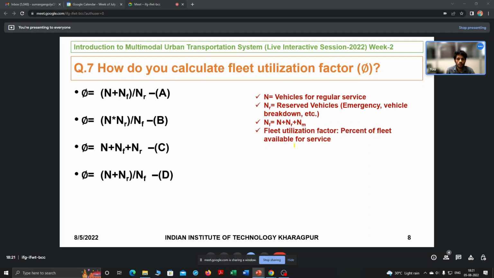So then what is NM? NM is the buses which are right now under maintenance or they are old, like that. So those fleets are NM. So the total fleet is what? NF. NF is N plus NR plus NM. So that is the total fleet.